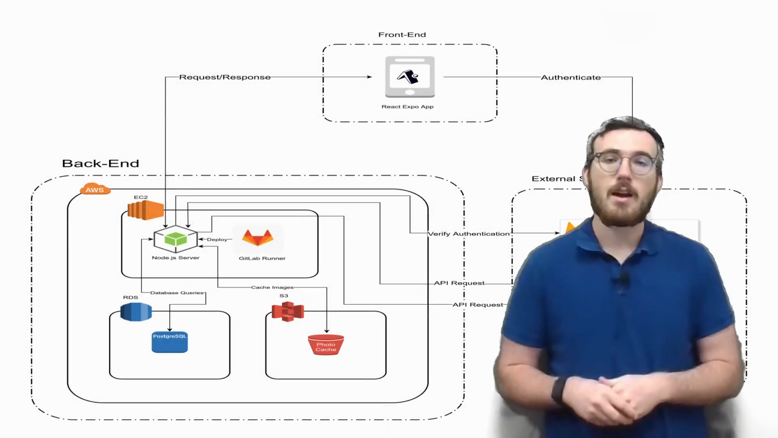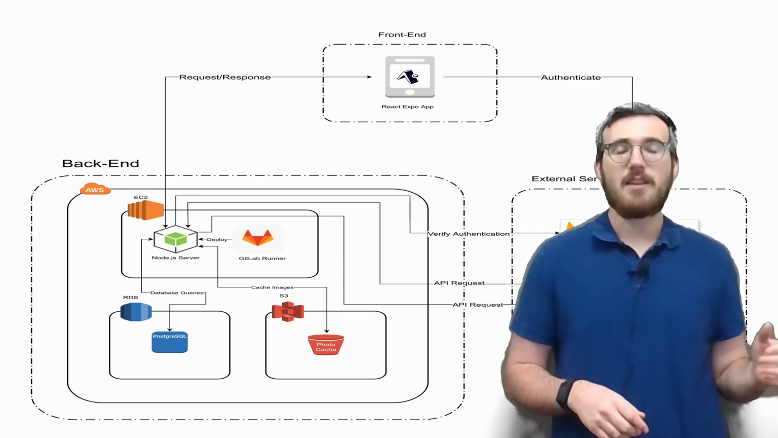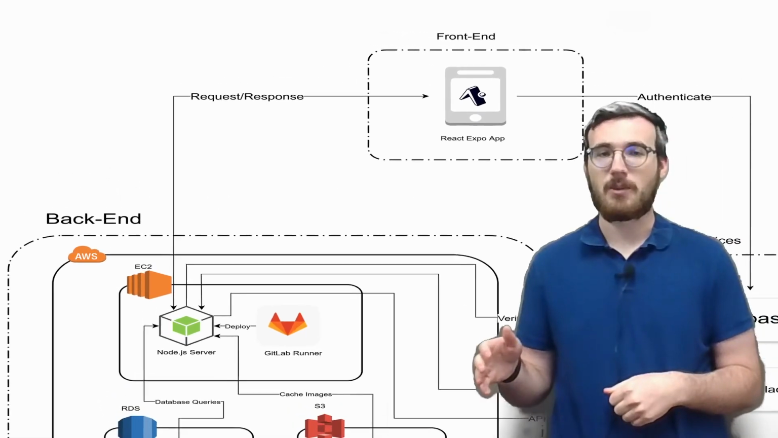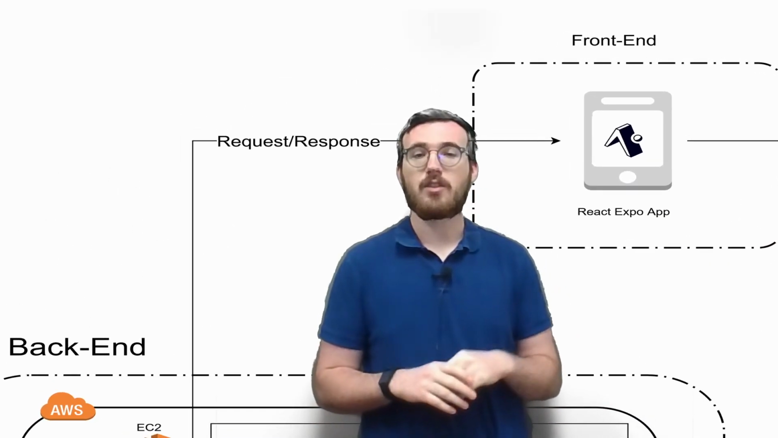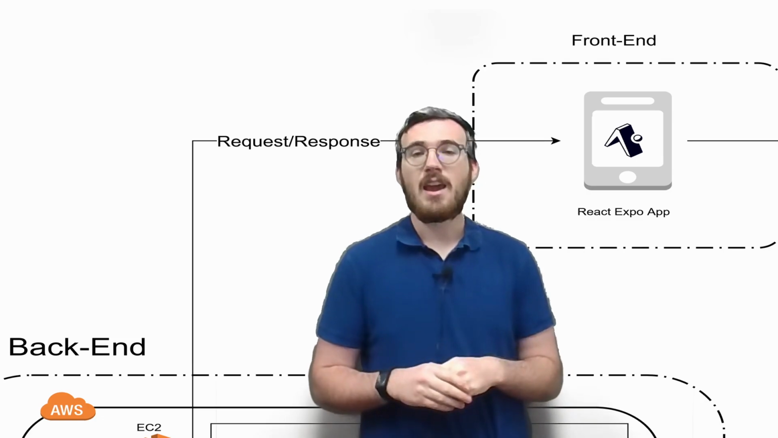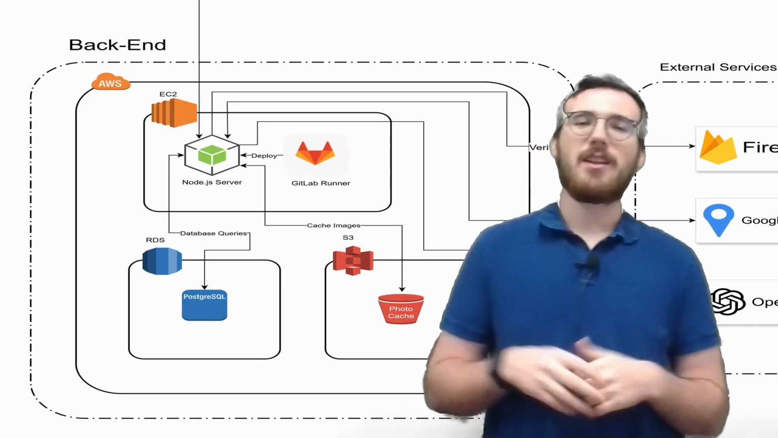The architecture of our app is split up into 3 main components. We have the front end, the back end, and then with the back end, we have the external services that we use. The front end is very simple. It's a React Native Expo app, which sends requests to our back end and gets back responses, and it also authenticates with Firebase. Now looking into our back end is where it gets a bit more complicated.